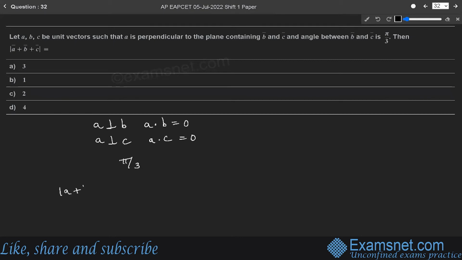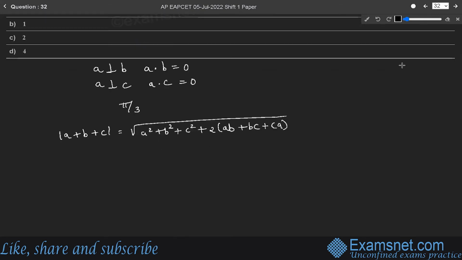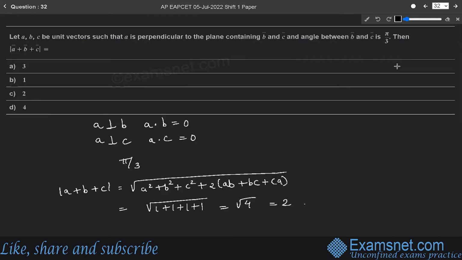Therefore, modulus of A plus B plus C will be equal to under root of A square plus B square plus C square plus 2 into (AB plus BC plus CA). On further solving this, it will be equal to under root of 1 plus 1 plus 1 plus 1, which is equal to under root of 4, which is equal to 2. Therefore, we can say that the modulus of A vector plus B vector plus C vector is equal to 2. So option number C is the correct option for this question.